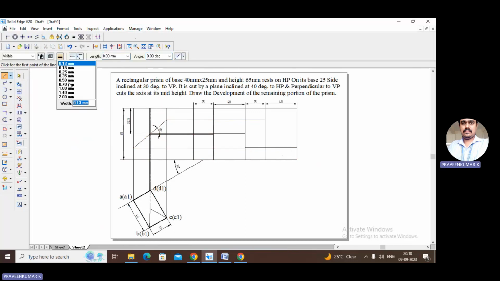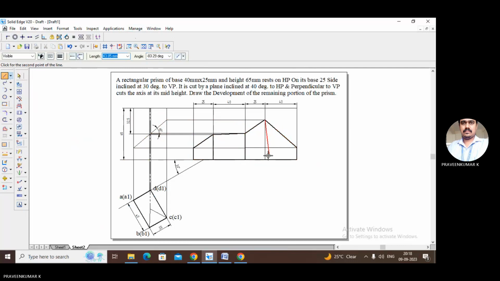Now go to complete the sketch. See this one, this, this, and this, and this, and complete the profile. This is the lateral surface development of the given prism.